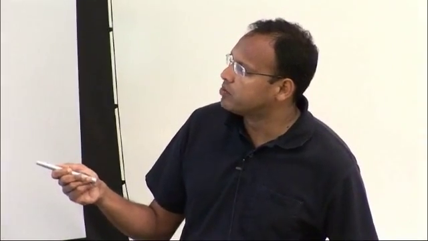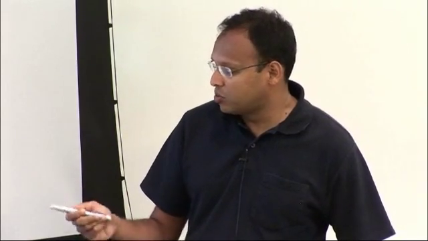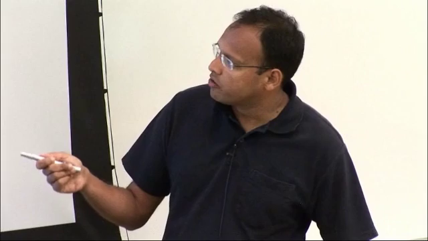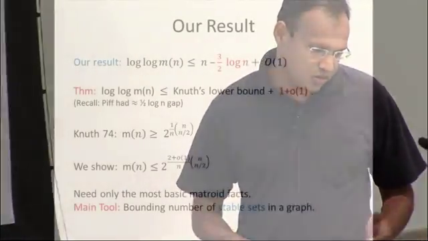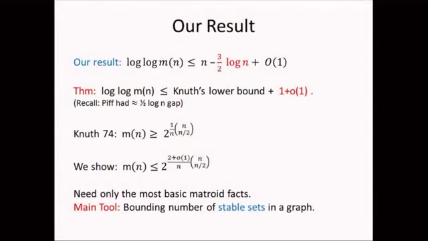Okay, so this was a trivial way to get this half log n improvement, and almost 40 years ago, Piff had a slightly stronger upper bound where he could shave off another half log n, so he could show n minus log n plus order 1. So again, Knuth had 3/2 log n, and this was the best state of affairs until now.